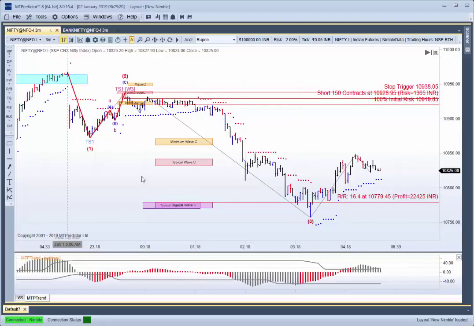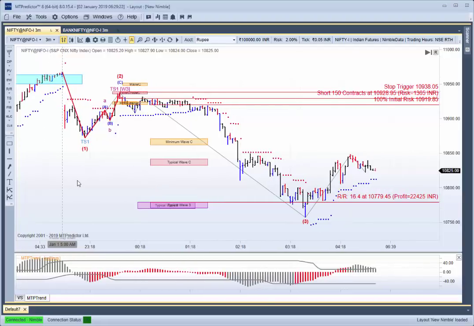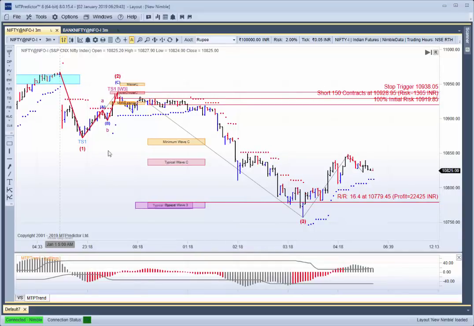So that's why we like this particular trade setup in MTPredictor, and it's one of our favorite trade setups, and it's why MTPredictor was basically designed in the first place back in 2001. We're in our 19th year now of MTPredictor, so it's been going a long time, and it's why we like this, because it has the potential to have a large profit in relation to the small initial risk. So that's the W3 or wave 3 trade setup outlined in MTPredictor, and a great example unfolding here on a 3-minute chart of the Nifty.